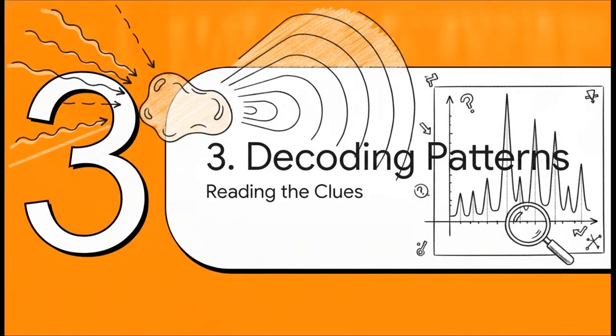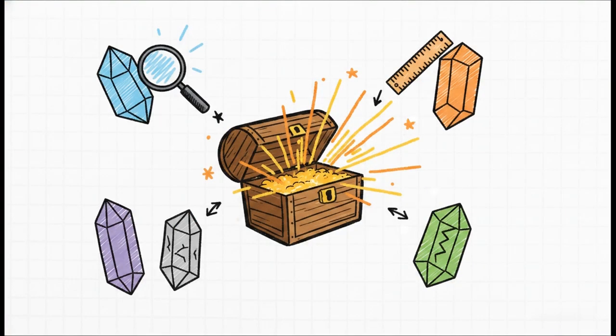Next up, part 3, decoding nanoparticle patterns, reading the clues. So now we're transitioning from the actual physical machine to the digital output. And let me tell you, that unique diffraction fingerprint is an absolute goldmine of information. First and foremost, we get phase identification. We literally take the peak positions on our graph and cross-reference them with these massive standard reference databases, like ICDD or JCPDS. That tells us exactly what crystal structure we're dealing with.